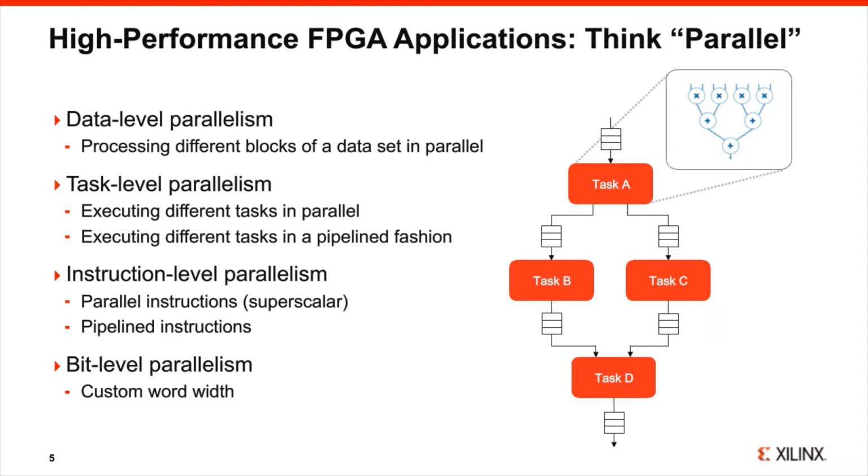Unrelated tasks can be executed in parallel to save overall latency. Instruction level parallelism is that multiple instructions can be executed in parallel or in pipeline mode. Also, you may customize the processing data width, which is bit-level parallelism. For example, 512-bit data means more parallelism compared to 32-bit data.